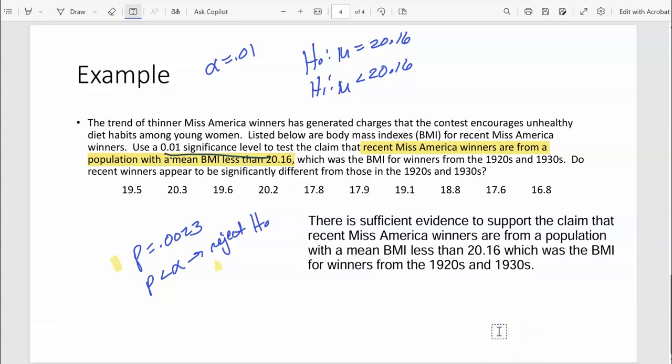All right, so you can see no matter what kind of hypothesis test we do, it all works the same way. It's finding that test statistic, and then the p-value is tied to the test statistic, and we compare p and alpha.